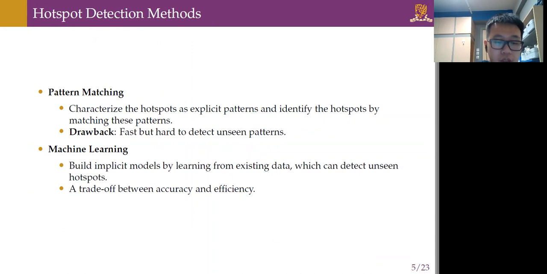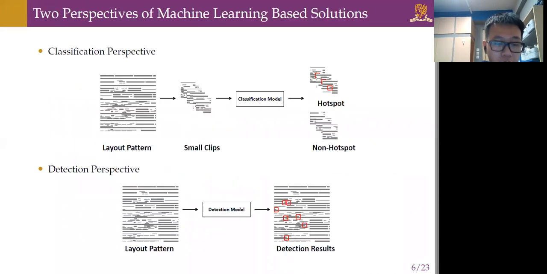Pattern matching overcomes the time-consuming drawback but fails to detect unknown hotspots. Different from pattern matching, the machine learning-based methods learn from existing data, which can also detect unknown hotspots. They prove to have strong generalization abilities and achieve good performance. Our work follows the machine learning directions.